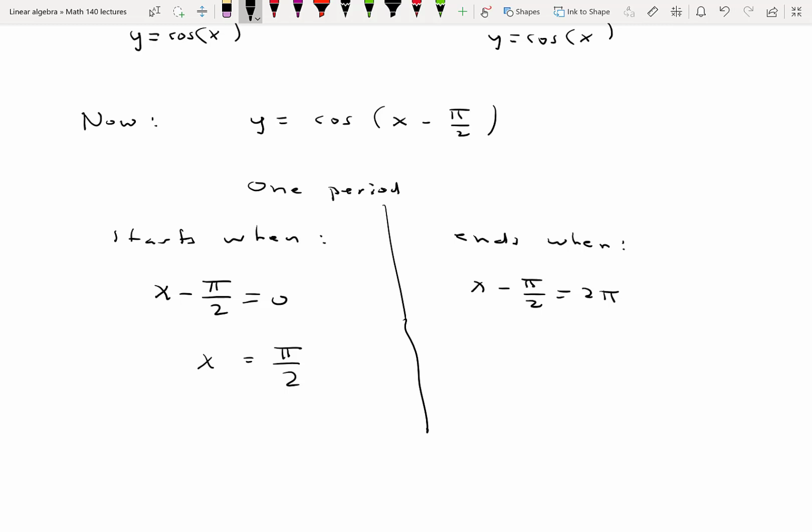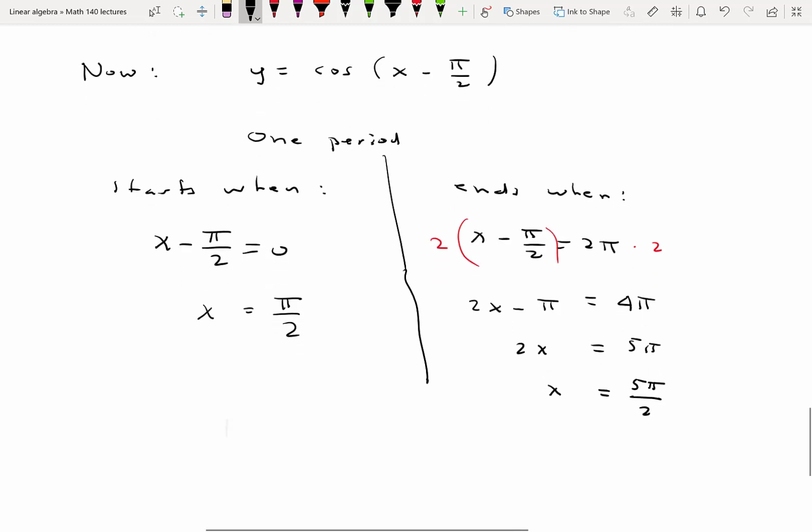Also, the graph ends at a different place. Now, to solve this second equation, I'm going to use a little bit of a trick from algebra. I'm going to multiply both sides by 2. It clears the denominators. Now, you don't have to do that. If you don't mind dealing with fractions, you can solve for x by leaving the pi over 2 in. But if you multiply both sides by 2, you get 2x minus pi, if you distribute the 2 on the left, equals 4 pi. So 2x equals 5 pi. Divide both sides by 2. X equals 5 pi over 2.